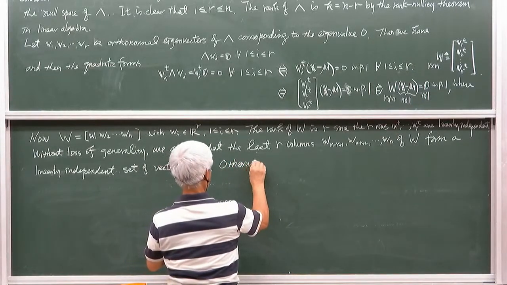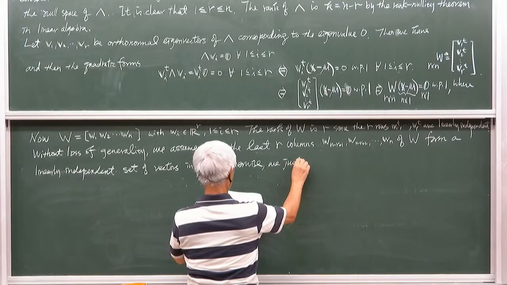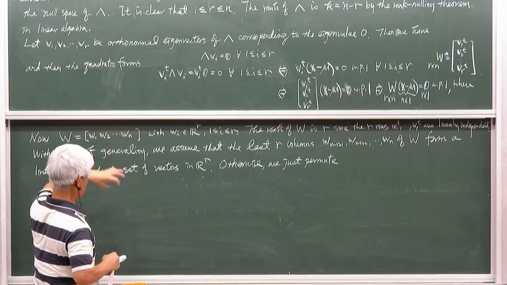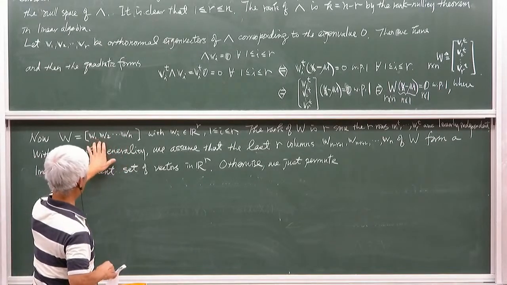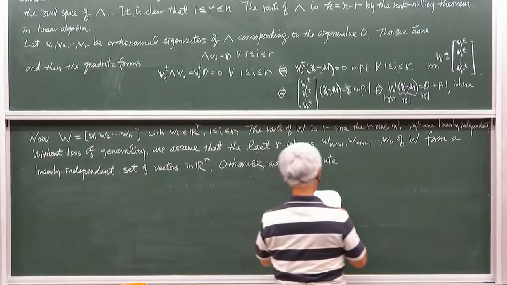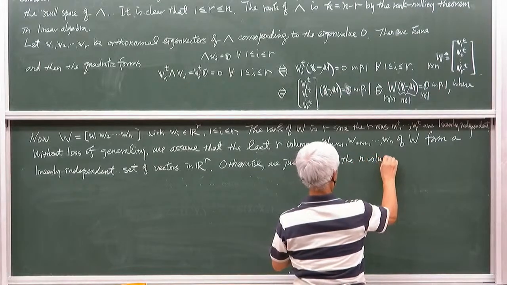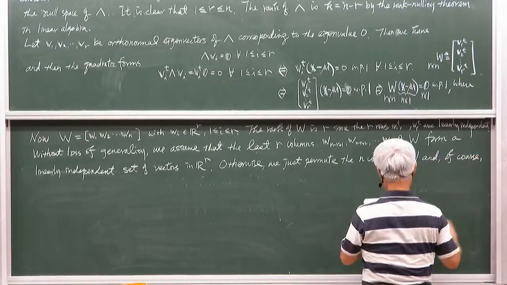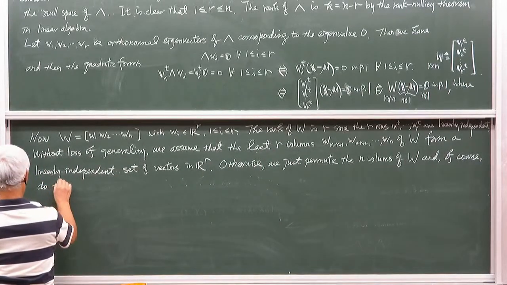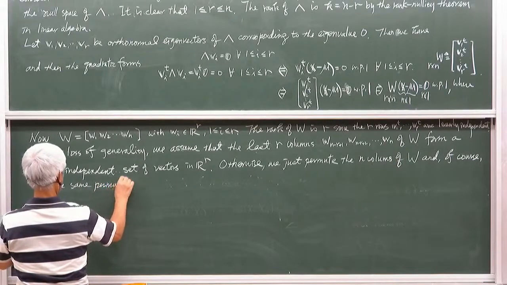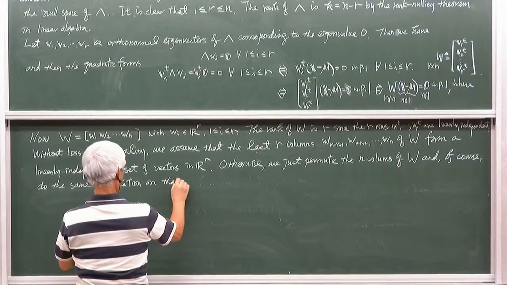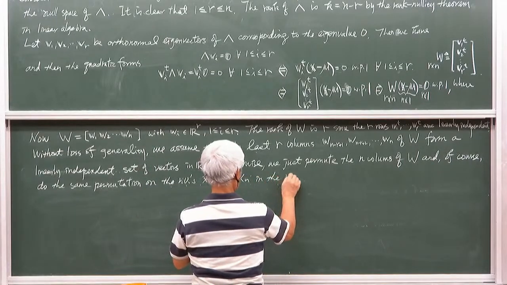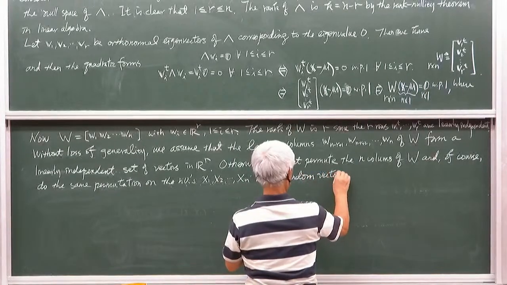Otherwise, if this is not the case, we just permute, because R out of these n columns must form a linearly independent set. They may not be the last R columns, but we just permute the n columns of W, and of course do the same permutation on the random variables x1, x2 up to xn in the random vector x.